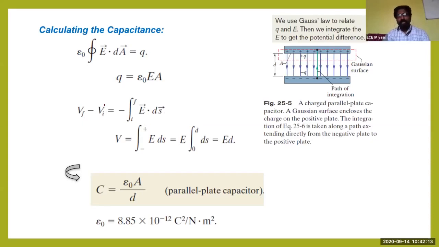We have studied one formula: V is equal to the integration of E dS. That formula is nothing else but E equal to V by D, which is a formula for electrical potential we have studied in the basics. So from that formula, you will write Vf minus Vi equal to the integration of E dS. If you apply the limits, ultimately you will come across the formula V equal to Ed, and E equal to V by D.